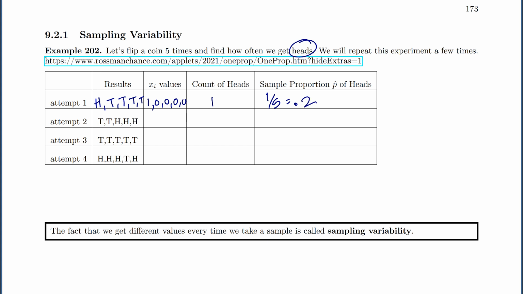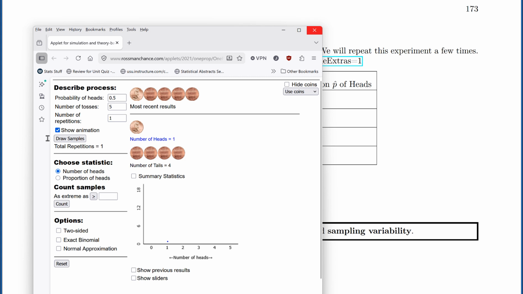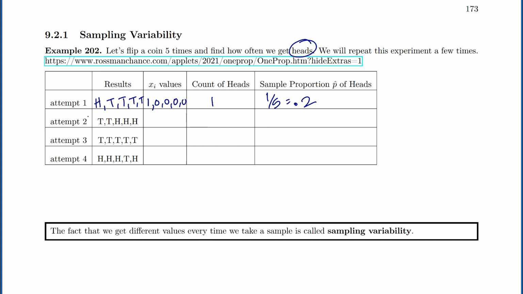But if I did this again, I should get different results, right? So let's not keep seeing the animation. The next time I got head, head, head, tail, tail. So I got 3 heads, or that would be 0.6 as a proportion. If I do it again, this time I got 5 heads. Again, I got 5 heads. Again, I got 4 heads. So every time I'm going to get a different result. And we can fill out our table here.